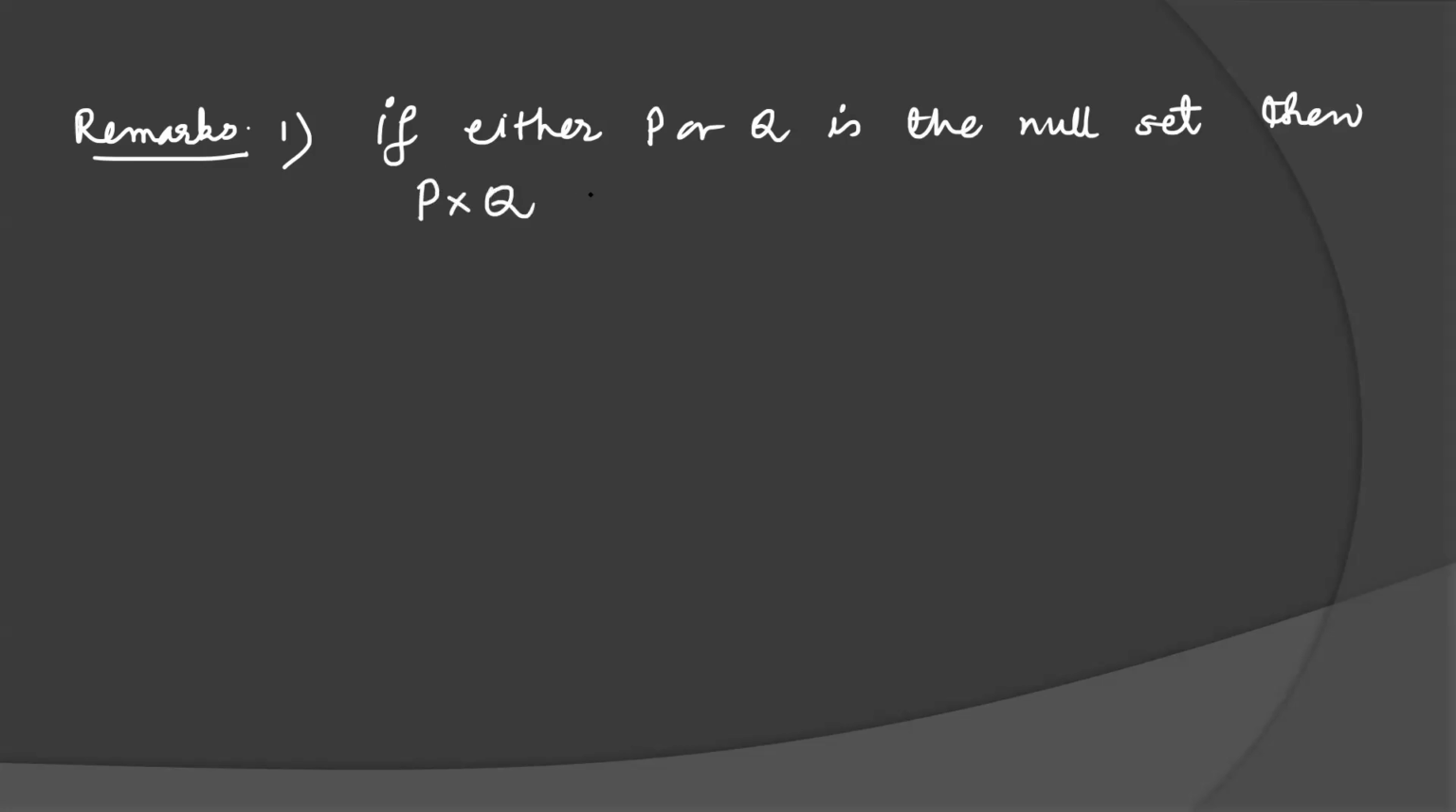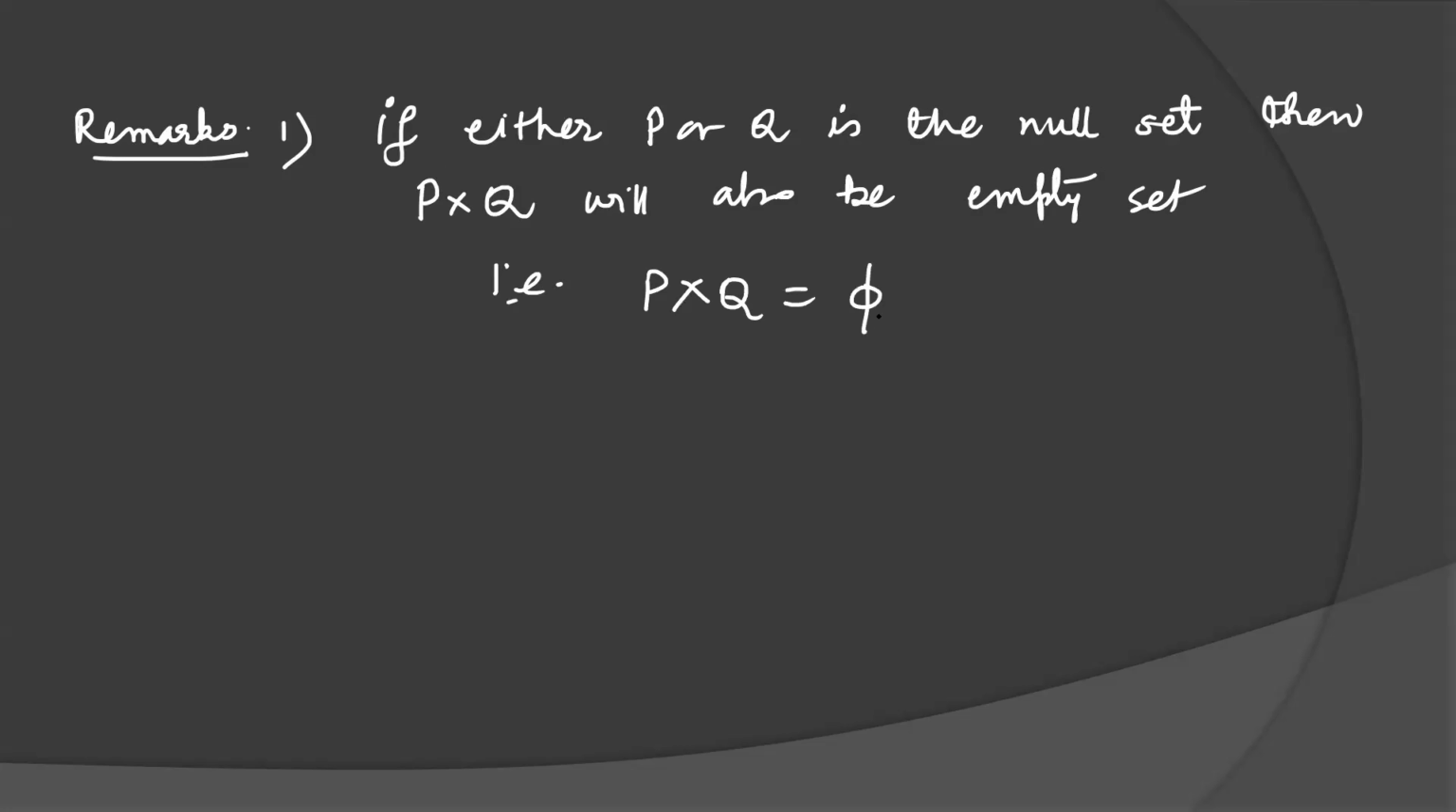Suppose one of the sets is empty. If either P or Q is the null set or empty set, then P cross Q will also be the empty or null set. Meaning, what is the meaning? There will be no element in P cross Q, that will be only 5.